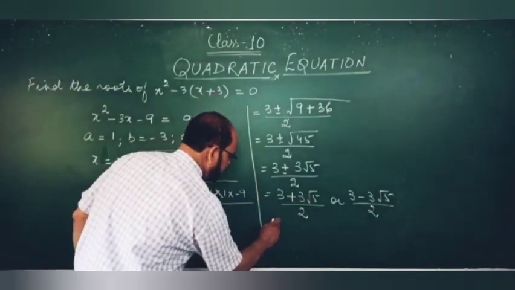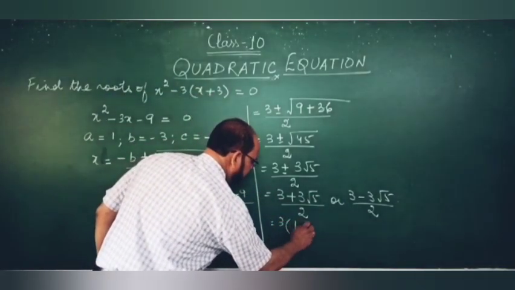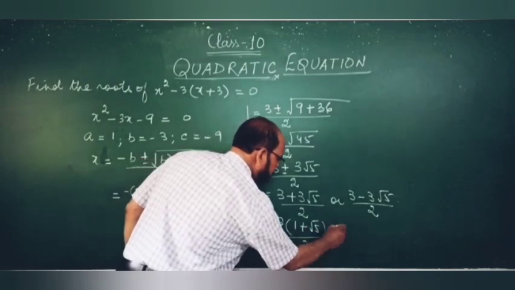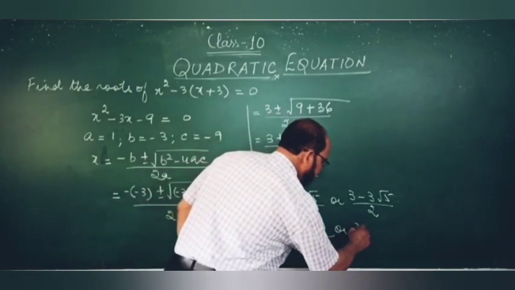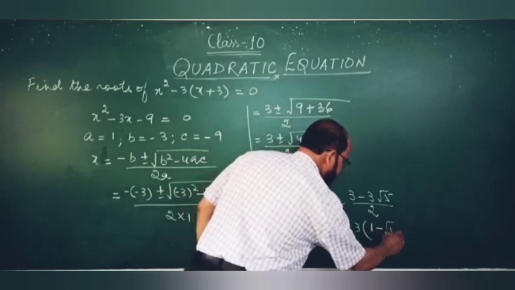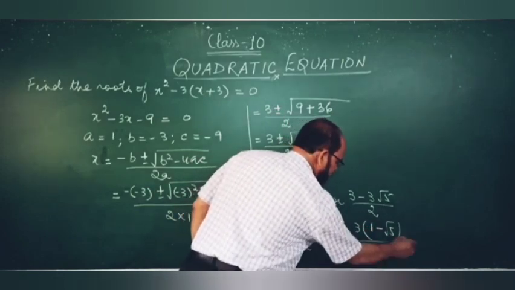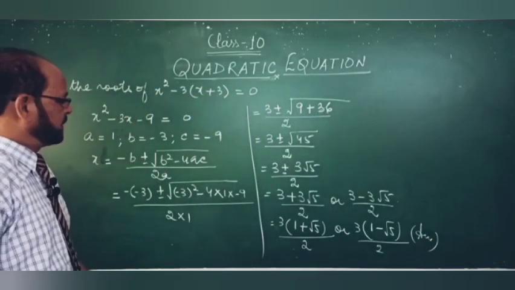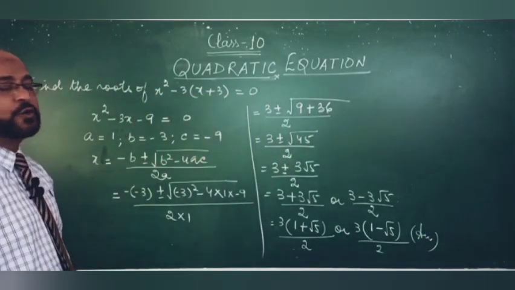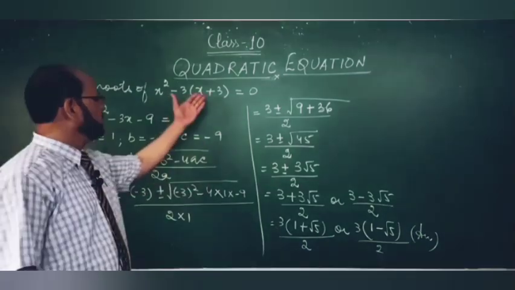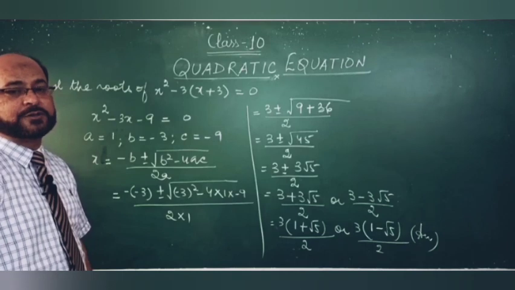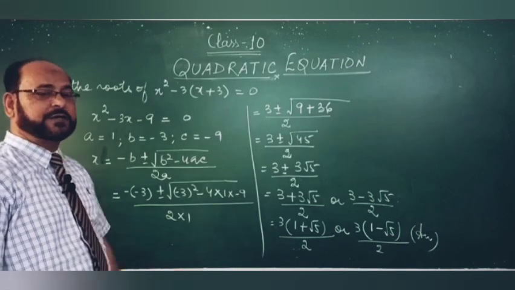You will take 3 common from here. So it will be 1 plus under root 5 upon 2, or here when you will take 3 common, it is 1 minus under root 5 upon 2. This is the answer. This is the way you will find the 2 roots of this given question, x square minus 3 within bracket x plus 3 equals to 0. I hope you all must have understood.